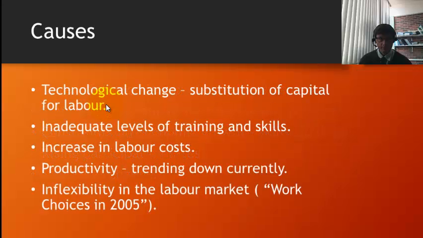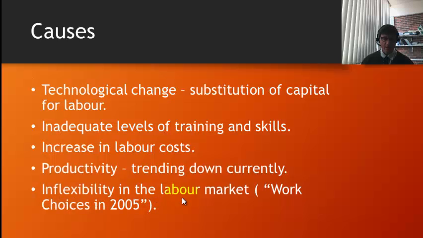When there's technological change, this happens in Australia a lot because labour is so expensive. There's a substitution of capital for labour. There can be, or has been, an inadequate level of training and skills to get people trained up in those higher order or high thinking jobs. There has been an increase in labour costs, especially in Australia, and our productivity, determined as the output of goods and services per labour cost, has been trending down, and there is seen to be by some then inflexibility of the labour market.